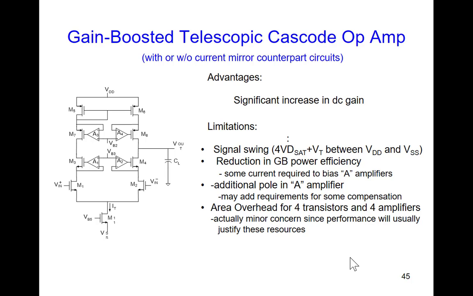The area overhead for this is four amplifiers. The area overhead is usually not of concern here. If the performance is needed, then we can usually justify the area overhead. But the power overhead is more of a concern.